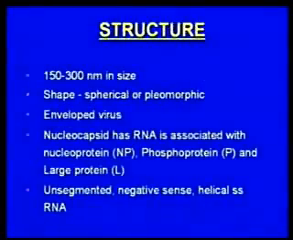Okay, structural features. These are fairly large viruses. Look at that size over there, 150 to 300 nanometers. They're pleomorphic in that they can have different shapes, not a definite spherical shape. And as we will talk about later, these are enveloped viruses. The genome is contained in the nucleocapsid, which has RNA associated with 3 proteins here: nucleoprotein, phosphoprotein P, and large protein, which is L. And the genome is coiled up within the envelope of the virus.